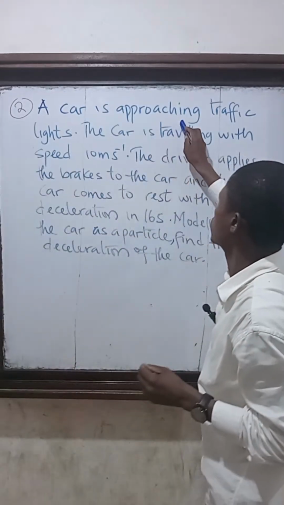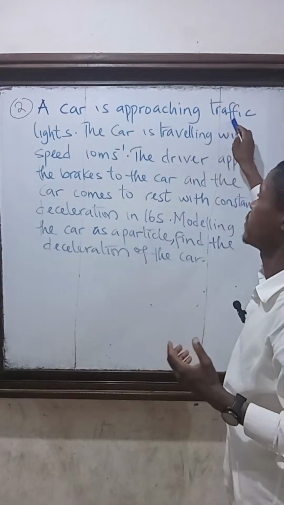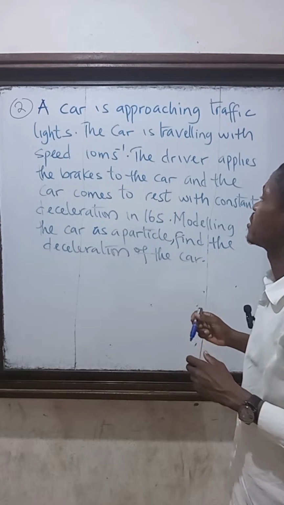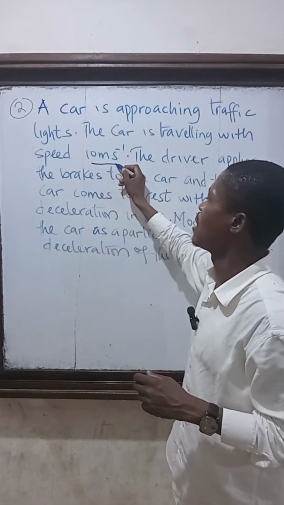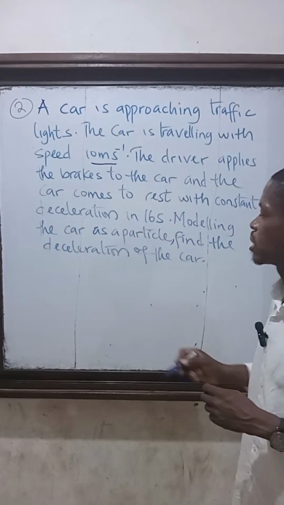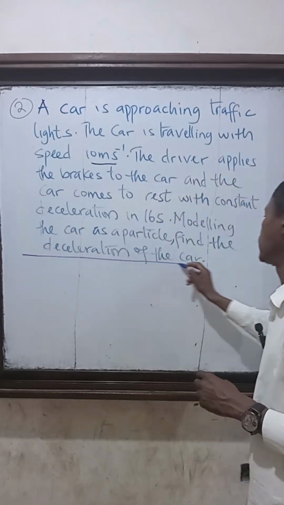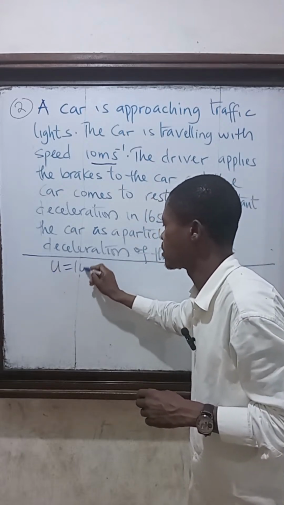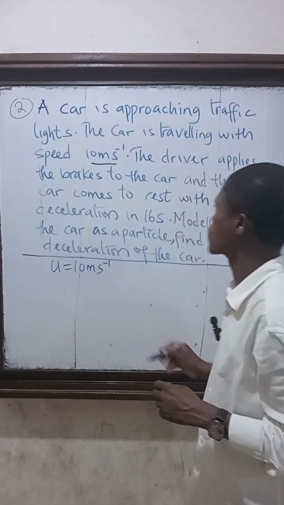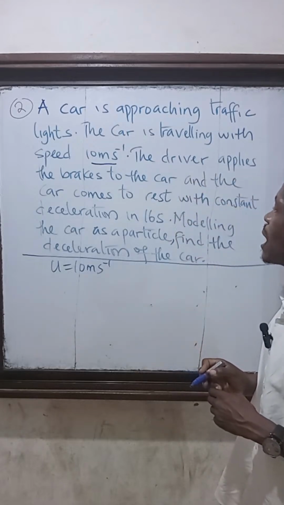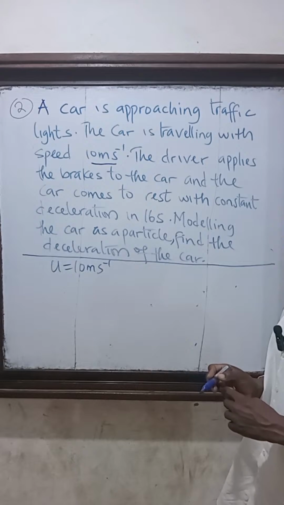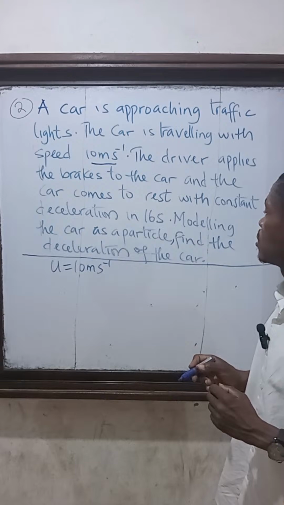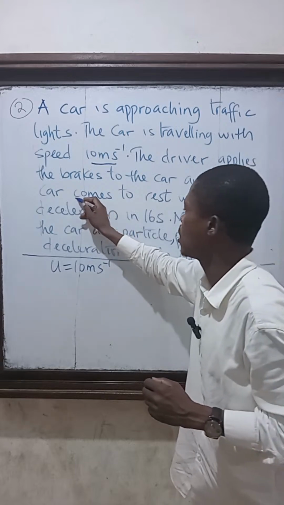A car is approaching traffic lights. The car is traveling with speed 10 meters per second. That's the initial speed, that's u, 10 meters per second. The driver applies the brake, and the car comes to rest.